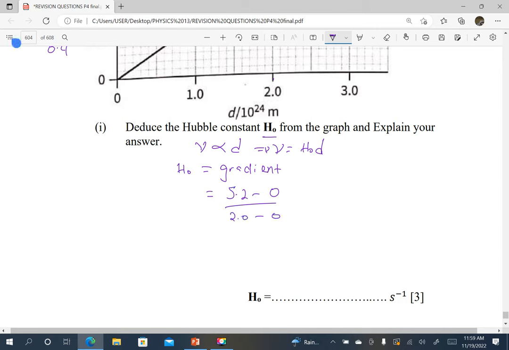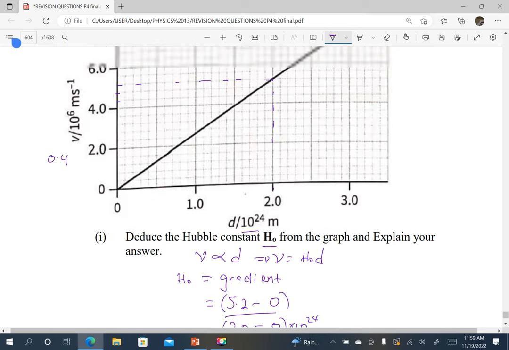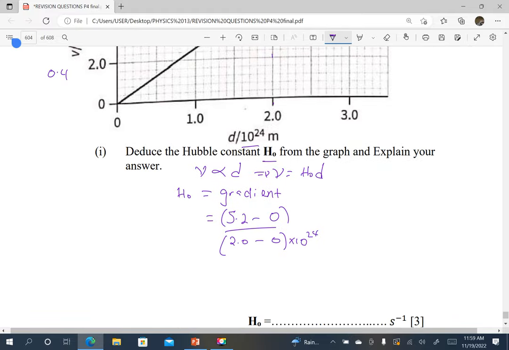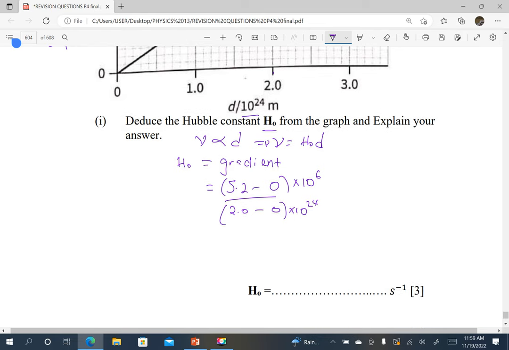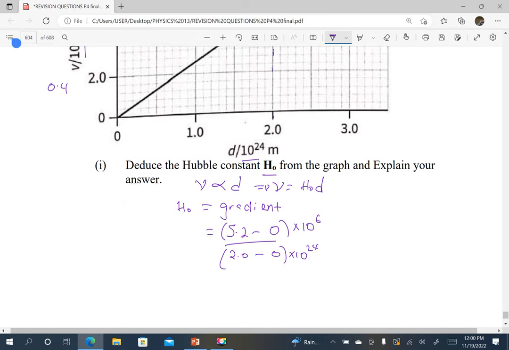This is a very simple graph. But on the x-axis, we have 10 power 24, so this would be times 10 power 24. On the y-axis, we have 10 power 6, so this should be times 10 power 6. So I press my calculator: 5.2 exponent 6 divided by 2 exponent 24. This gives me 2.6 times 10 power negative 18 per second. Of course, you can check the units. On the vertical we have meters per second, and on the horizontal we have meters. So the unit will be per second because the meters have cancelled. Okay.